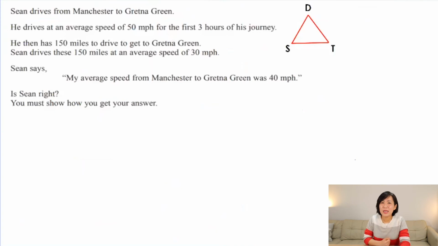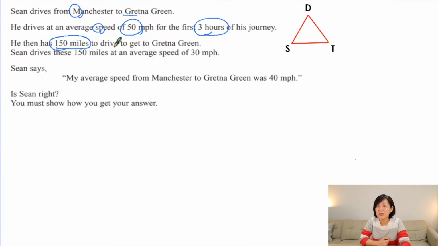This is our last question. Sean drives from Manchester to Gretna Green. He drives at an average speed of 50 miles per hour for 3 hours of the journey. But don't get confused. It says average speed, but it's not the average speed of the whole journey. You can just treat it as a normal speed.